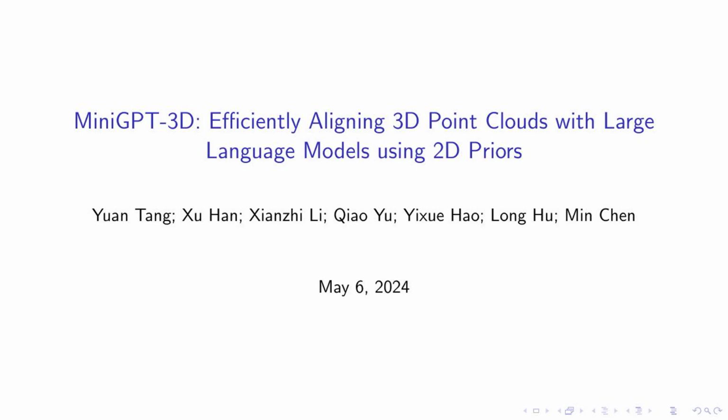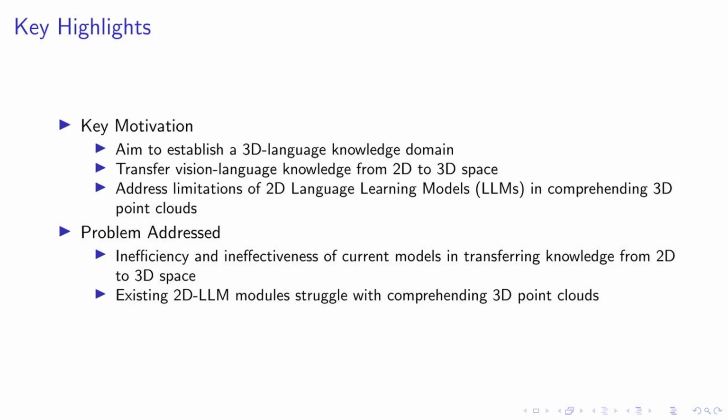We're excited to present our paper, MiniGPT-3D, efficiently aligning 3D point clouds with large language models using 2D priors, authored by Yuan Tang, Xu Han, Xianji Li, Chao Yu, Yishui Hao, Long Hu, and Min Chen. This research addresses the challenge of understanding 3D point clouds using 2D language learning models. Stay tuned as we delve into our innovative 4-stage training process that efficiently transfers knowledge from 2D to 3D space, offering new insights into 3D comprehension.